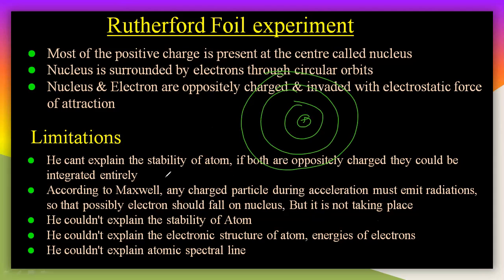According to Maxwell, any charged body, like a negatively charged electron, is under acceleration. So it must emit radiation so that possibly electrons should fall on the nucleus, but it is not taking place. We will understand all these things. Rutherford cannot explain the stability of an atom, and he didn't explain the energies of electrons or the atomic spectral lines.